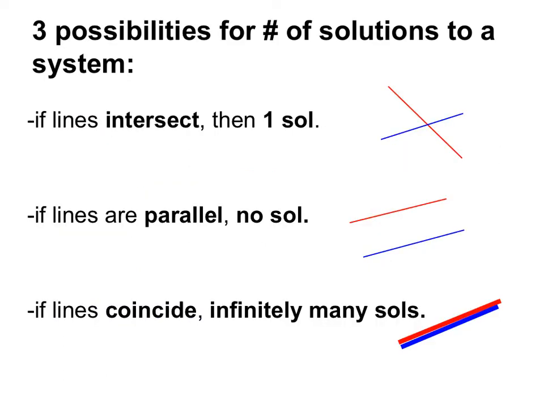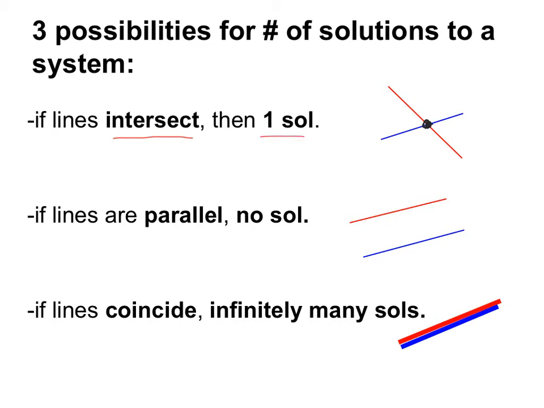So there are three possibilities as far as the number of solutions to a system. The one we just saw had lines that intersect. If the lines intersect, then there's one solution. So for example, right here would be the one solution where the lines cross. There's your one solution. So one solution if the lines intersect.